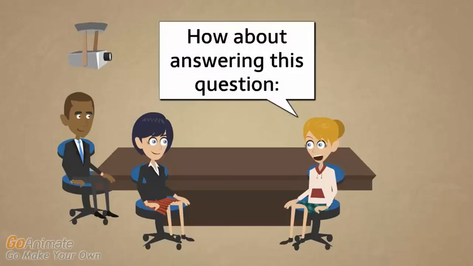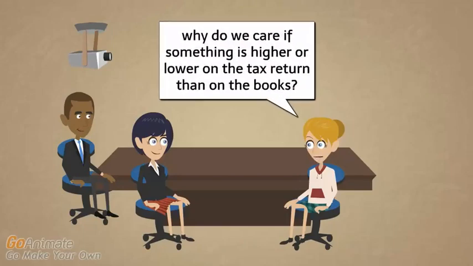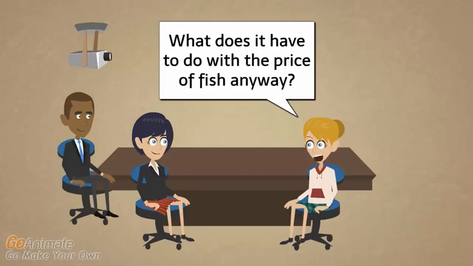How about answering this question? Why do we care if something is higher or lower on the tax return than on the books? What does it have to do with the price of fish anyway?